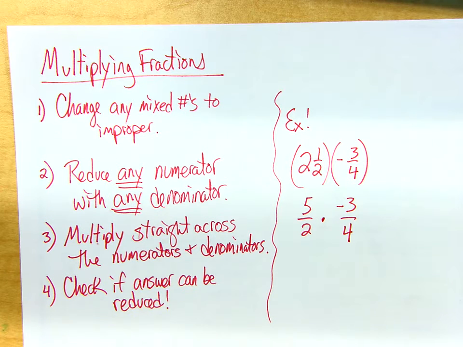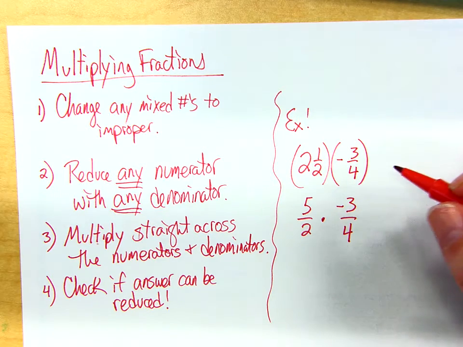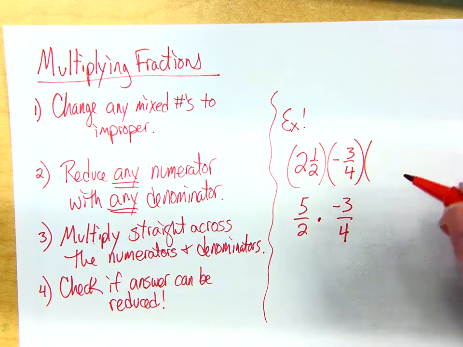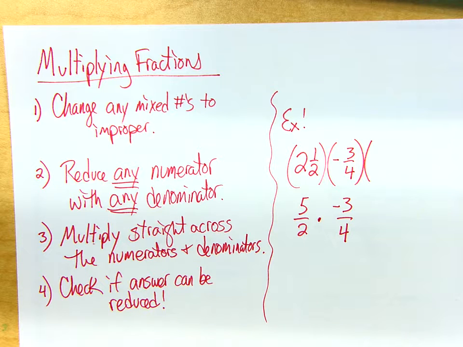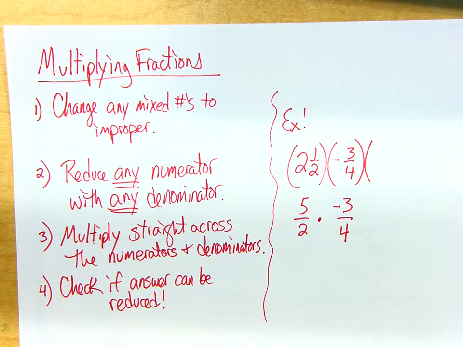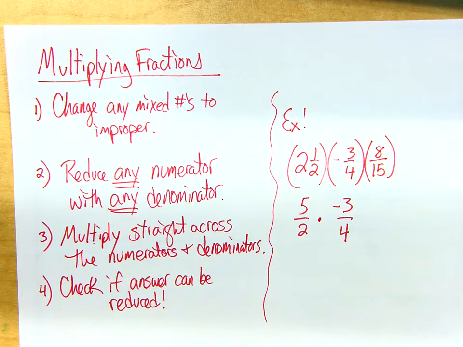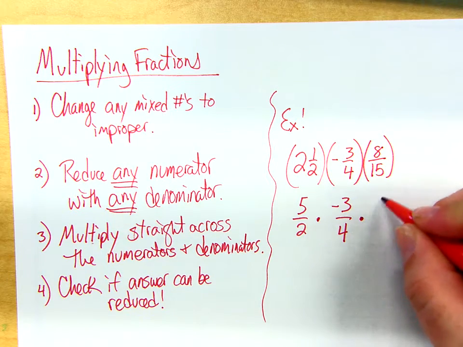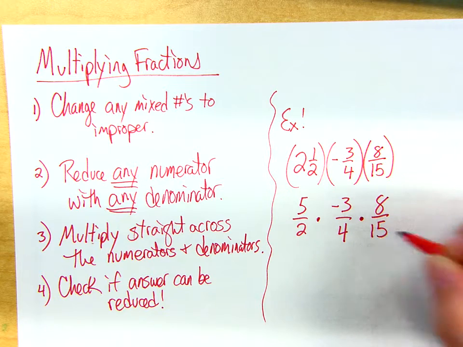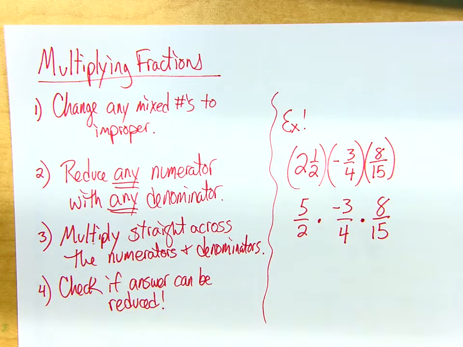Why are we doing negatives? Oh, shoot. I messed up already. Let's just add one more fraction to this. Let's multiply 3 fractions together. Let's make it a really good example. I'm going to make another negative. Add an 8/15 on there. Sorry about that.